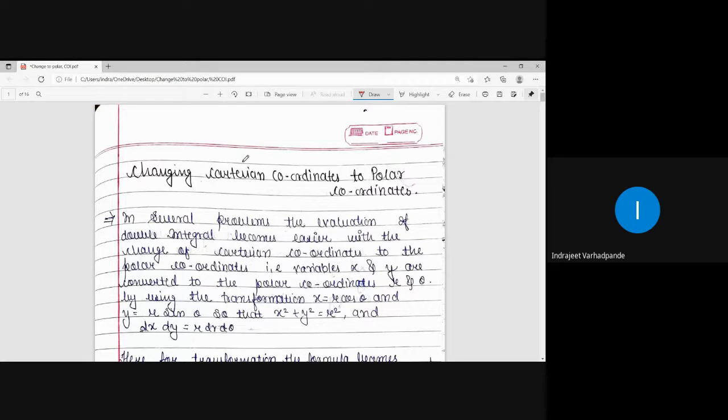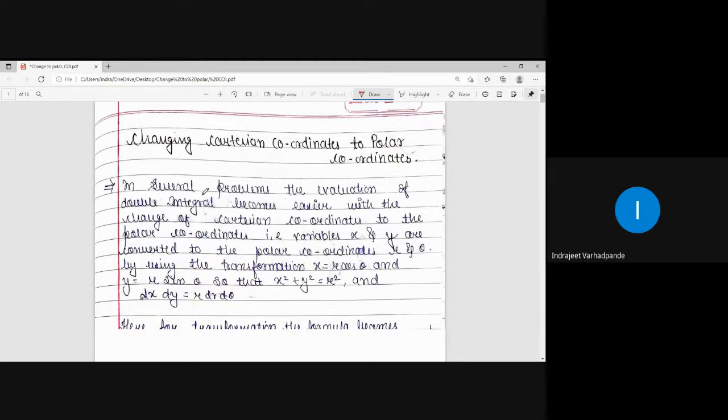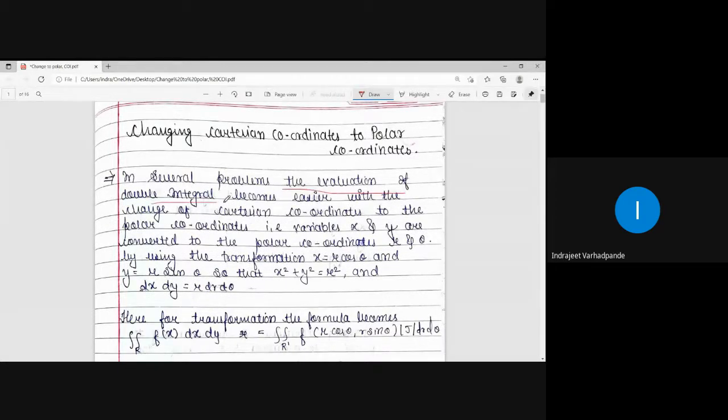So now we will discuss certain specific examples which are not directly solvable with the help of the Cartesian coordinate system, but which we need to transform to polar coordinates. In several problems, the evaluation of a double integral becomes easier with the change of Cartesian coordinates to polar coordinates. That is, variables x and y are converted to polar coordinates r and theta. By using the transformation x is equal to r cos theta and y is equal to r sin theta, so that x square plus y square is equal to r square.